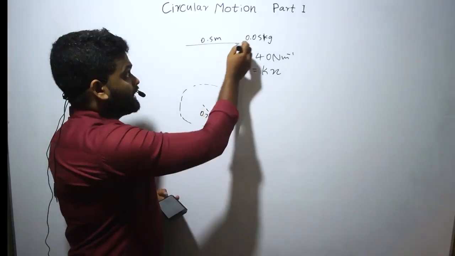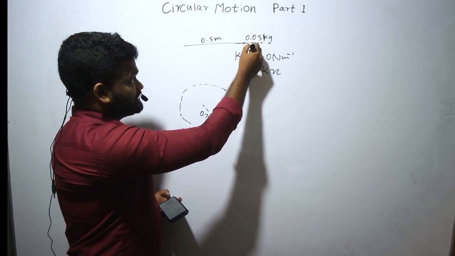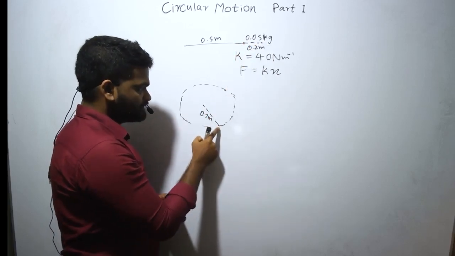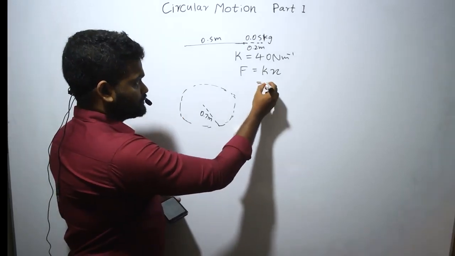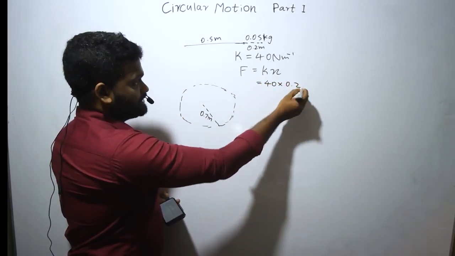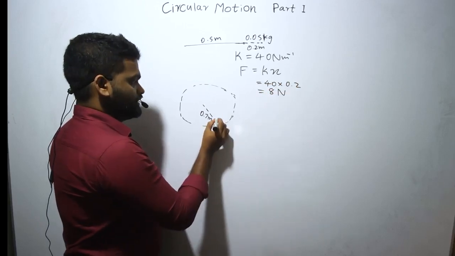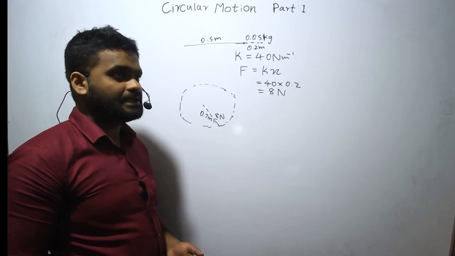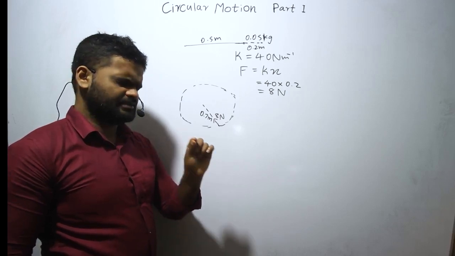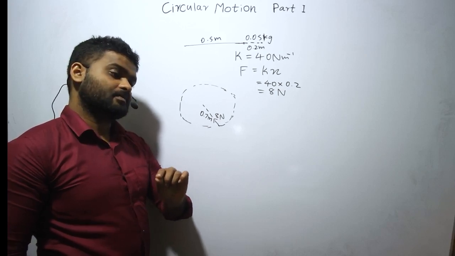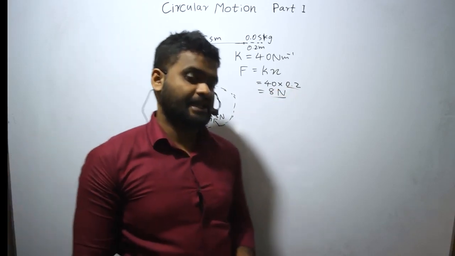So what does it mean? Since you are rotating it at a constant velocity, the extension should be 0.2 meters, because it has extended from 0.5 to 0.7. You can substitute it here: K is 40 and 0.2 is the extension. Then you get 4 times 2, 8 newtons. So 8 newtons should be the centripetal force, the tension built in this string. This is not an inextensible string. This is an extensible string, so the extension is 0.2, and we have 8 newtons of tension.